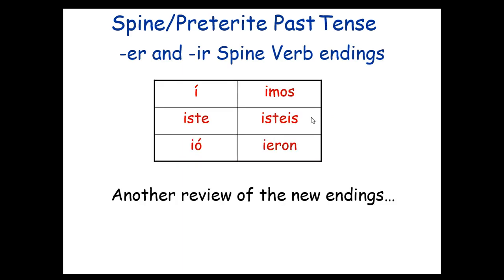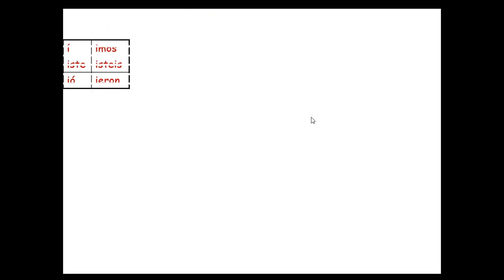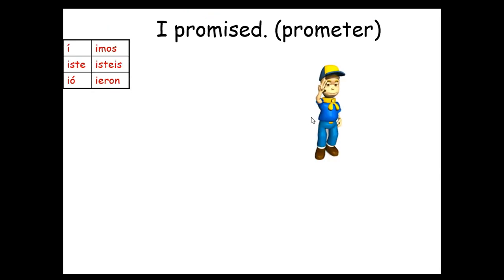So again, we have í, iste, ió, imos, ieron. And remember, we almost always skip vosotros because you will not need it unless you go to España. So notice there is a chart up to the left-hand side with all the endings on it. So let's try to conjugate these verbs.